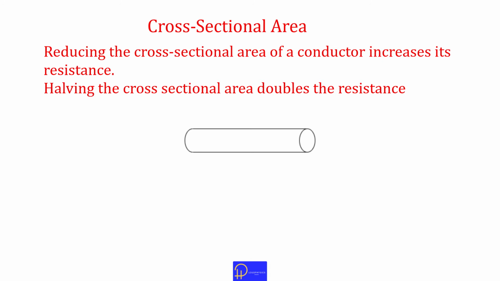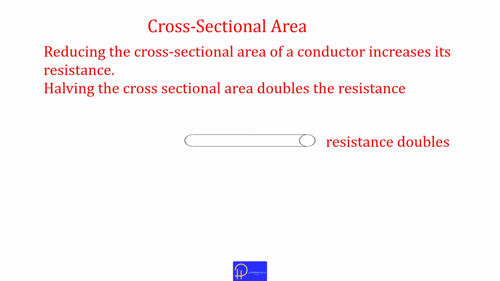The second one is cross-sectional area. Reducing the cross-sectional area of a conductor increases its resistance. When the cross-sectional area is halved, resistance doubles. Resistance, therefore, is inversely proportional to the area.